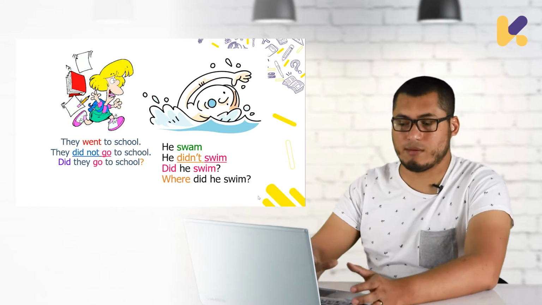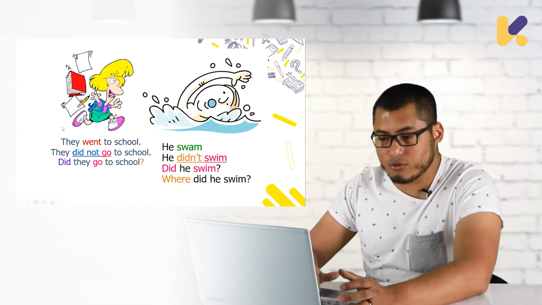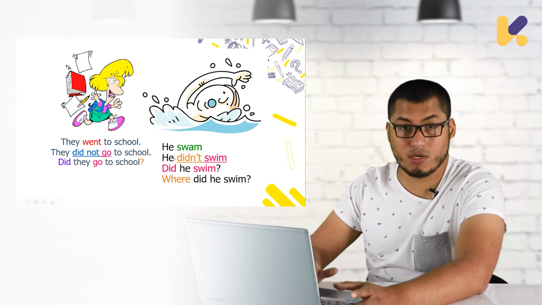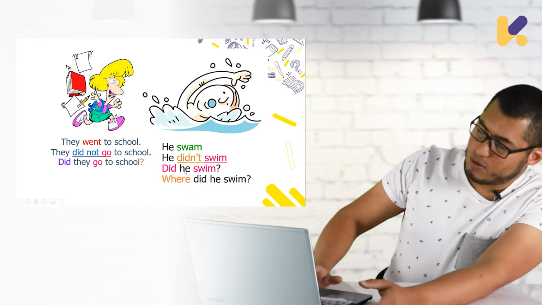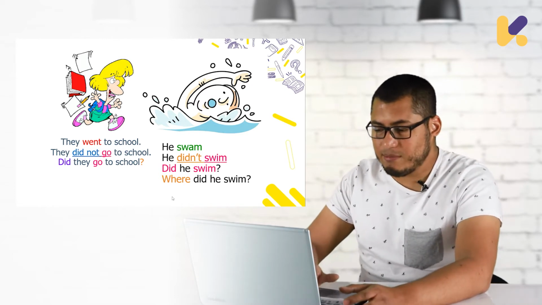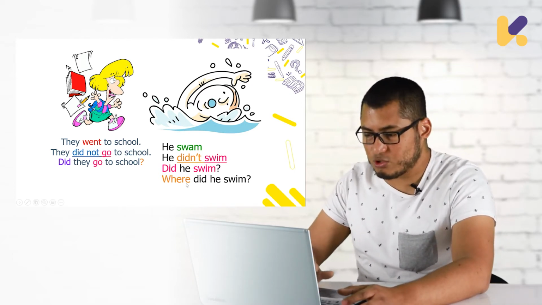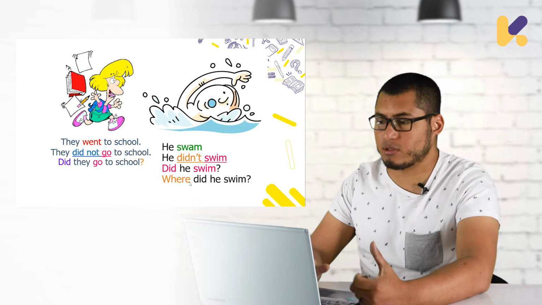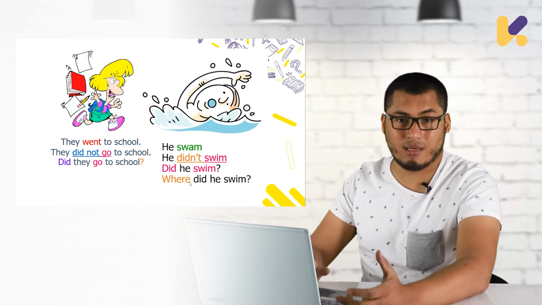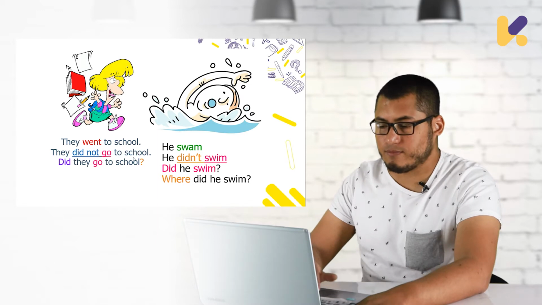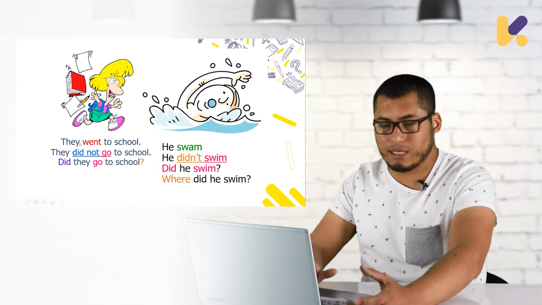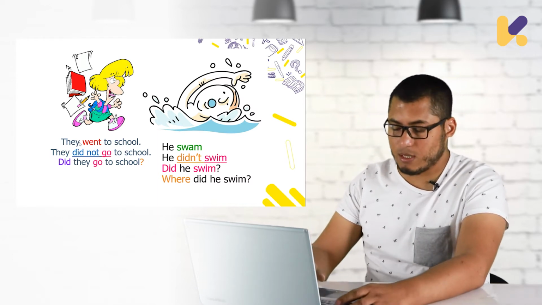Let's take a look at some examples here. It says, they went to school, they didn't go to school. Did they go to school? He swam, he didn't swim. Did he swim? Where did he swim? Aquí empezamos a utilizar, miren, una pregunta de información. ¿Dónde él nadó? ¿Dónde? In a pool, in the river, in a lake, in the sea, any place. They went to school, they didn't go to school. Yo aquí tengo el verbo went, que es el verbo go, pero en pasado simple.